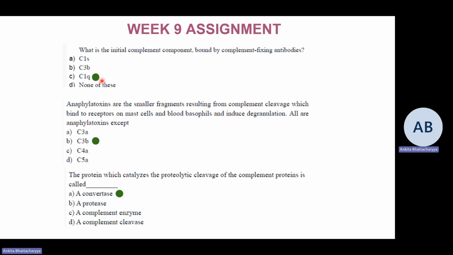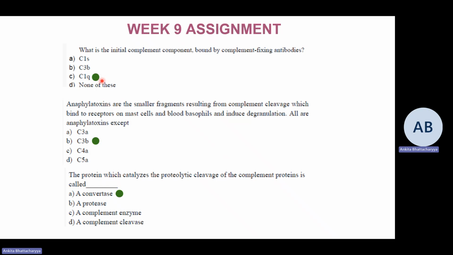The three pathways, we had discussed how each of them work, how the enzymes involved in the pathway work, and how from each step, the subsequent step is supported by the previous step, and how the entire system is operational. Now, with this in mind, let's go over the questions for the past week. So we were first asked about the complement system. What is the initial complement component that is bound by the complement fixing antibody? So we have C1s, C3b, C1q, or none of them.